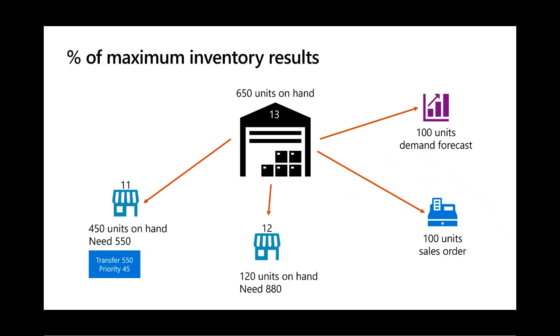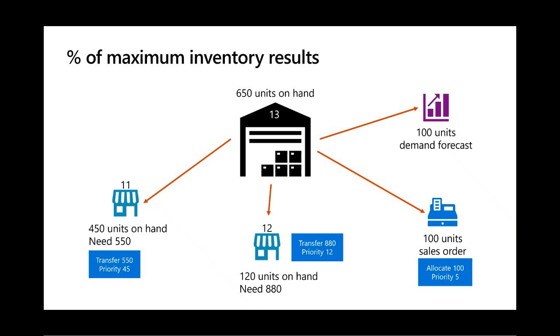So if my inventory in this case was 600 units on hand, that's above my reorder point of 500, so I wouldn't get a master planning signal to do a transfer. For warehouse 12, I have 120 units on hand, which is 12% of my maximum inventory, and I need 880 units to replenish that warehouse. So I get a transfer quantity of 880 with a priority of 12. Based on my sales order default priority, I'm going to get a requirement to allocate 100 units with a priority of 5.